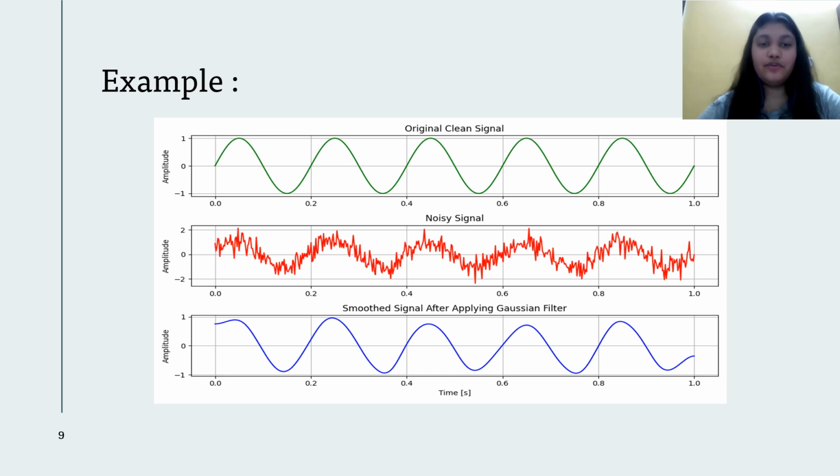This is an example of Gaussian filtering. First, I take an original green signal and then add some random noise to it to produce a noisy signal. Then I finally show the smooth signal after applying the Gaussian filter.